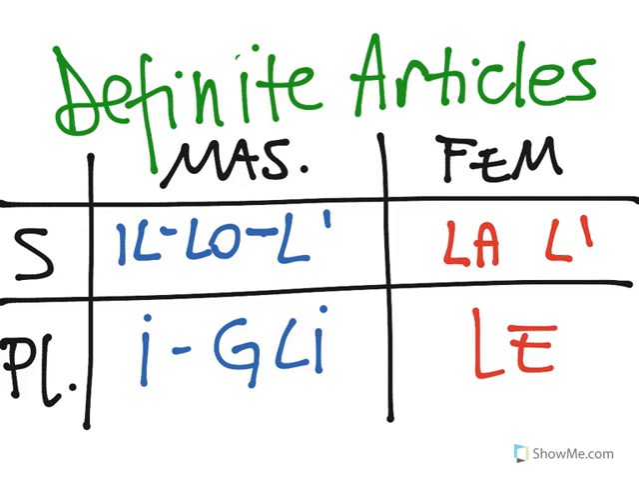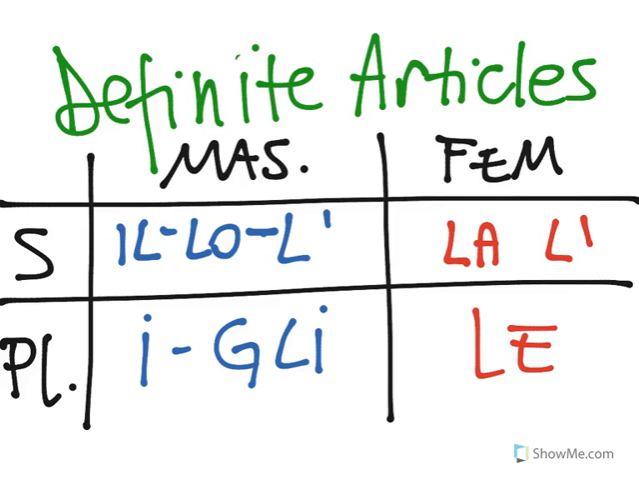Like nouns, definite articles change depending on gender and number. So depending if they are preceding a noun that is masculine or feminine and a noun that is singular or plural.